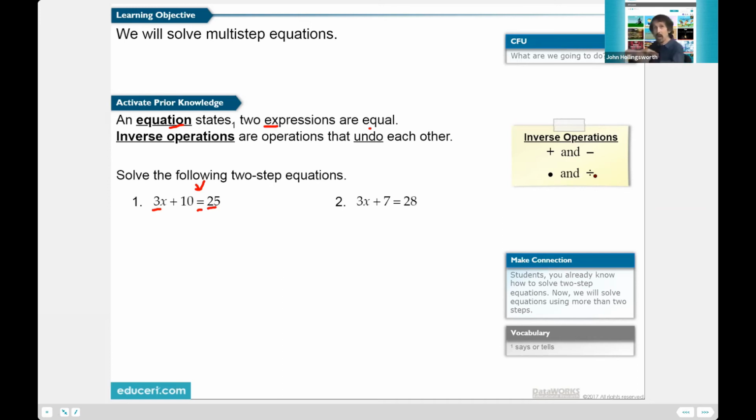Now show me the symbol. They undo. So addition could what? Undo subtraction. Show with your hands. Inverse operations what? Undo each other.